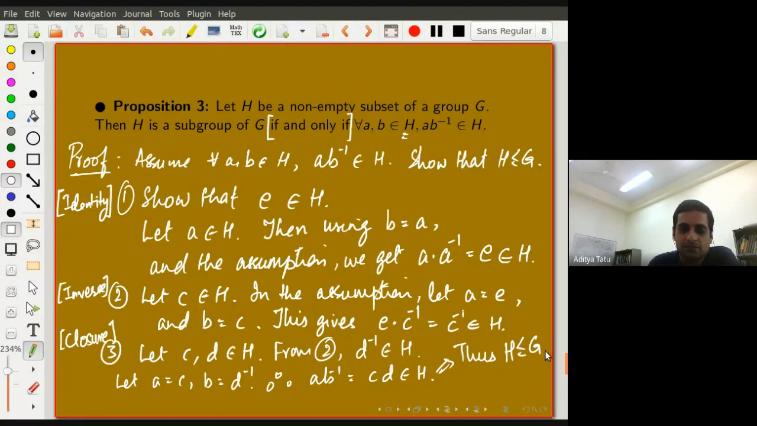Okay, so these are just different ways. And again, remember, we have just shown one way, right? If and only if. So we have just shown that if for every A, B in H, AB inverse is in H, then H forms a subgroup. The other way round is also true according to the proposition. So if H is a subgroup, then for every pair of elements A, B in H, AB inverse has to be in H. That I think is again straightforward.